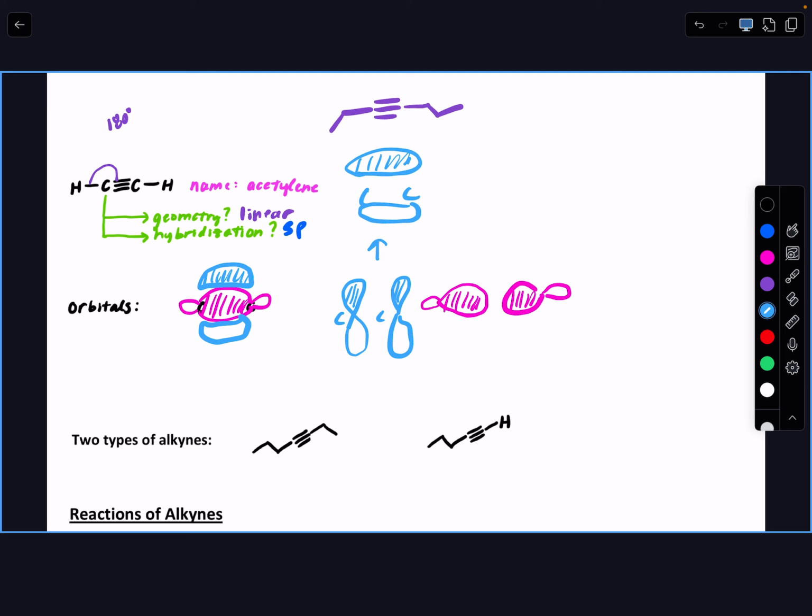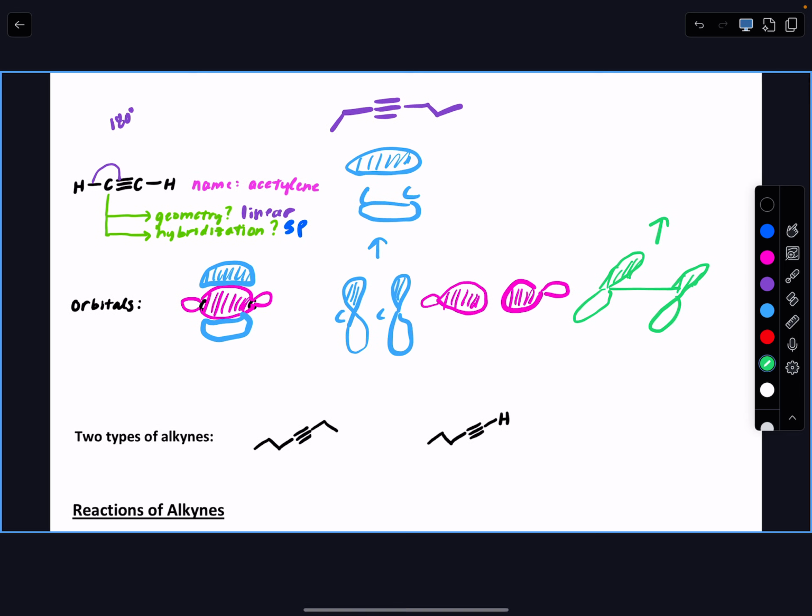So I'm gonna draw these, forgive my drawing skills, but imagine p orbitals sort of pointed in this planar direction. So if I took the blue ones and just rotated them 90 degrees backwards. When I combine these two, it's gonna look very similar. It's really hard to draw these on top of each other, but I'll just sort of draw it in the background.